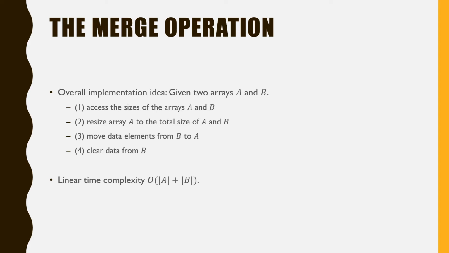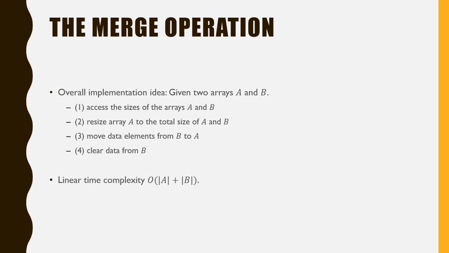We will implement the merge operation with the following four steps. Given two arrays A and B, we first obtain the sizes of them. Second, we change the size of array A to the total size of A and B. Third, we move the data elements from B to A. At last, we clear all data from B. Note that we clear data in B to avoid holding redundant data.